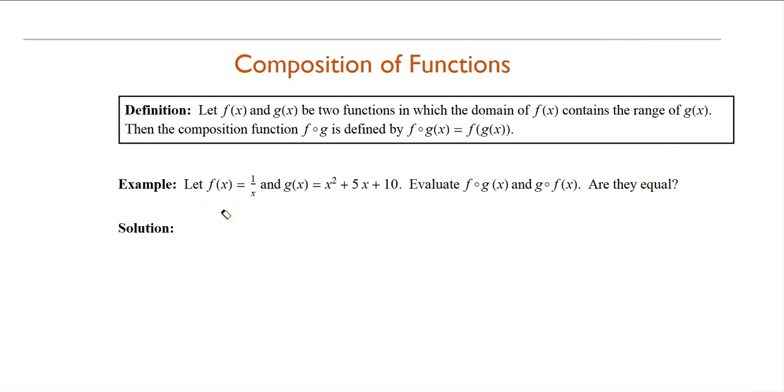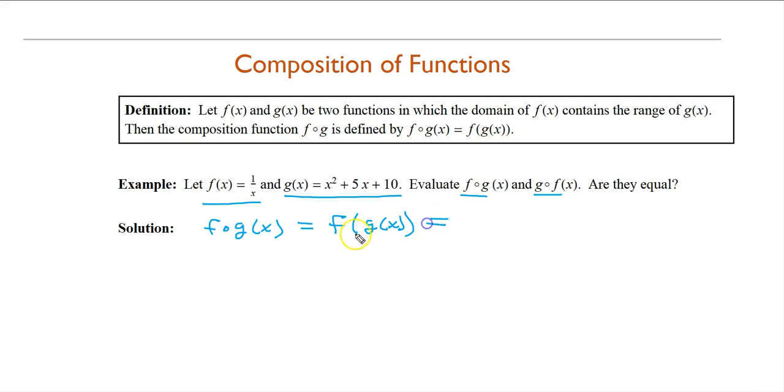So let's take a look at this example. If we're given the function f of x equals 1 over x and g of x equals x squared plus 5x plus 10, let's evaluate f composed with g and then g composed with f. And we'll see if they're equal also. So beginning with f composed with g, well, that by our definition is f of g of x.